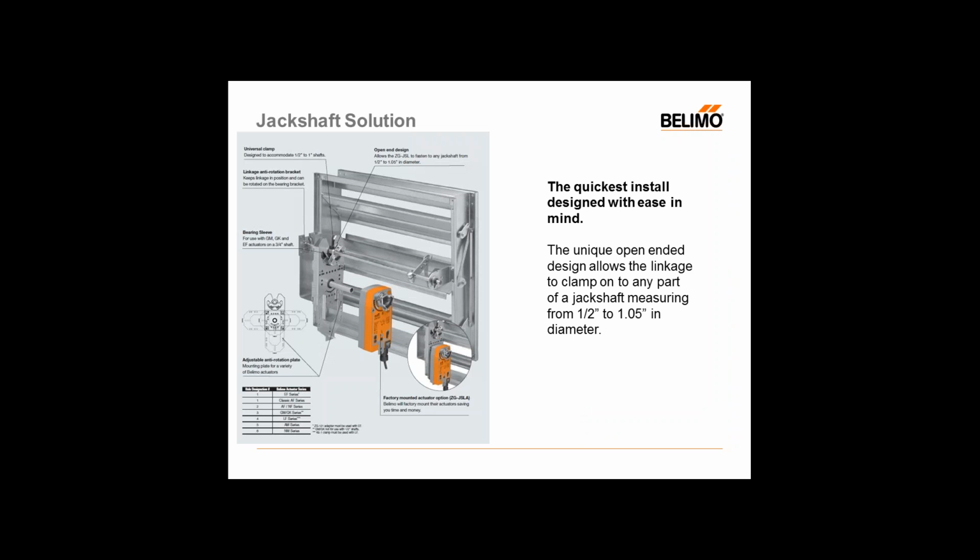The open-ended design of this jack shaft linkage allows you to clip onto a jack shaft diameter from half inch all the way up to 1.5 inches. And that open-ended design allows you to mount an actuator up to an EF in size, up to 270 inch mounts. So there's one solution that allows you to mount an actuator directly to a jack shaft if you can't do it from the sides.